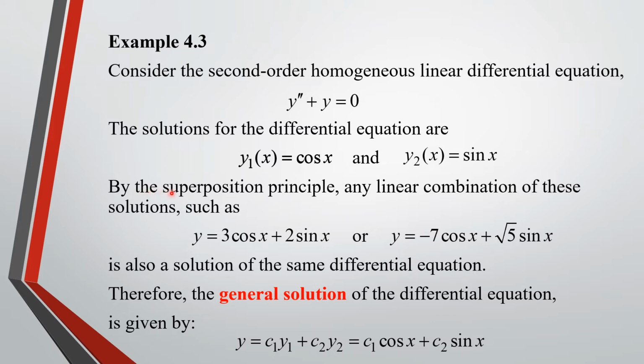By the superposition principle, any linear combination of these solutions, such as y equals 3 cos x plus 2 sin x, or y equals minus 7 cos x plus square root of 5 sin x, is also a solution of the same differential equation. Therefore, the general solution is y equal to c1 y1 plus c2 y2 equals c1 cos x plus c2 sin x.